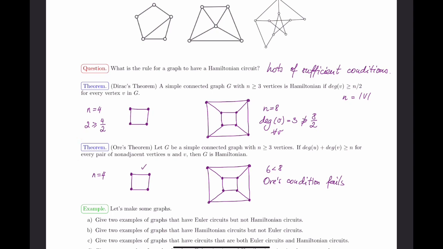And people have been looking for something else for a very long time without actually being able to find it. In fact, Hamiltonian circuits are still an NP-complete problem, if that means anything to you. This is still a big open problem in mathematics, as opposed to Euler's, which has been solved a long time ago.